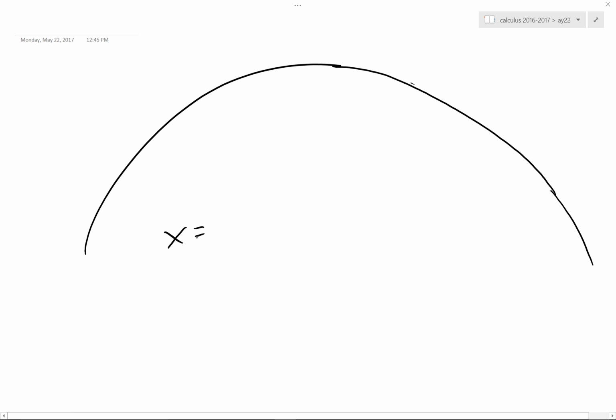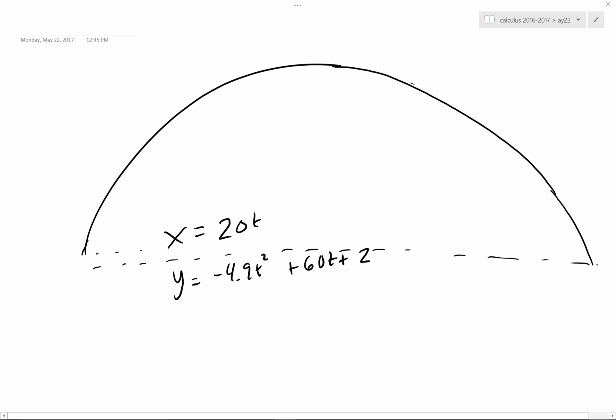Anywho, so here's the deal. You may recall we did some equations like this earlier this year where x equals 20t and y equals negative 4.9t squared plus 60t plus 2 or some such. Oh my gosh, it's projectile flight. You're right. How far does it fly this direction? Well, I could find that, we've done that, and I don't care about that today. I want to know how far does it go along the path. In other words, what is that arc length?